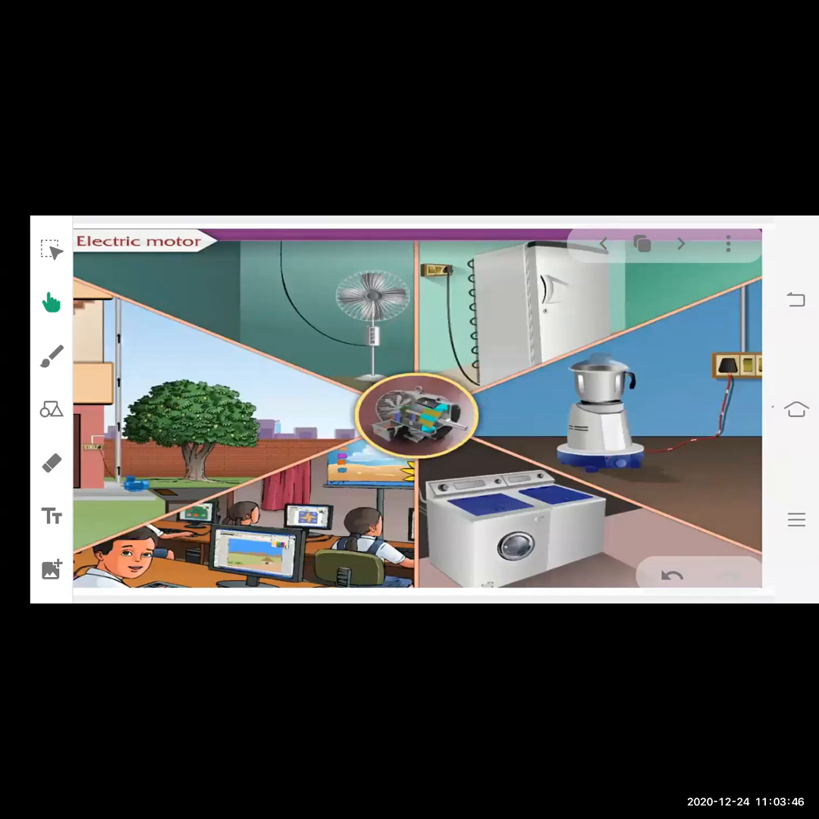Now you can see some images of some electrical appliances here on the screen, like electric fan, mixer, washing machine. Then here you can see a water pump. As you all know, all these devices work on electricity, right? In the previous session we studied the heating effect of electric current, and we saw lots of devices working on it. When the electricity passes through them, they generate heat, like a heater, geyser, bulb. But here also we are observing electrical devices, but they are not working on the heating effect of electricity.